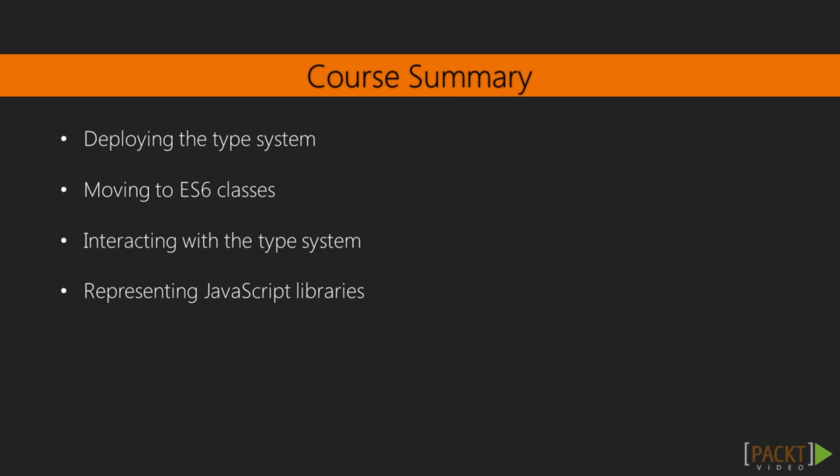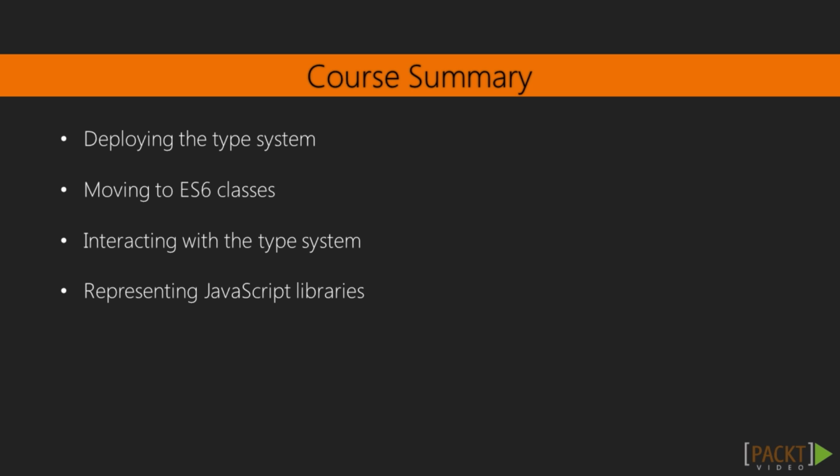In this course, we have looked at many topics surrounding the TypeScript language. In deploying the type system, we looked at common troubles and misunderstandings some developers have when using the type system. We also looked at solutions to these problems. In moving to ES6 classes, we looked at improving our JavaScript code with ES6 classes. In interacting with the type system, we expanded on the knowledge from deploying the type system and looked at different language features that TypeScript offers us that interact with the type system.